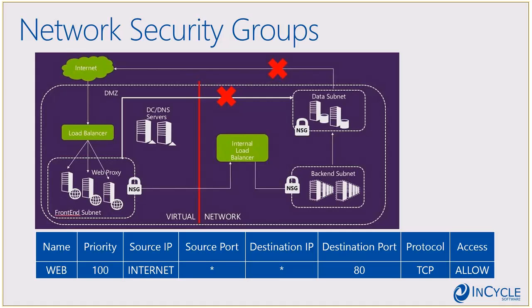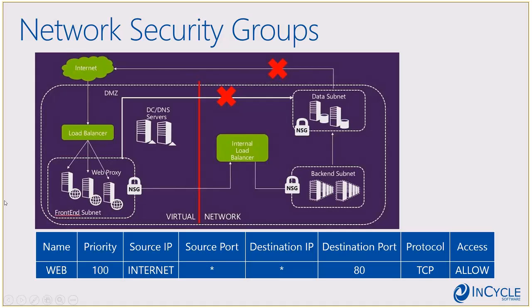A virtual machine or subnet can be associated with only one network security group, but each network security group can contain up to 200 rules. You can have, I think, up to 100 network security groups per subscription.